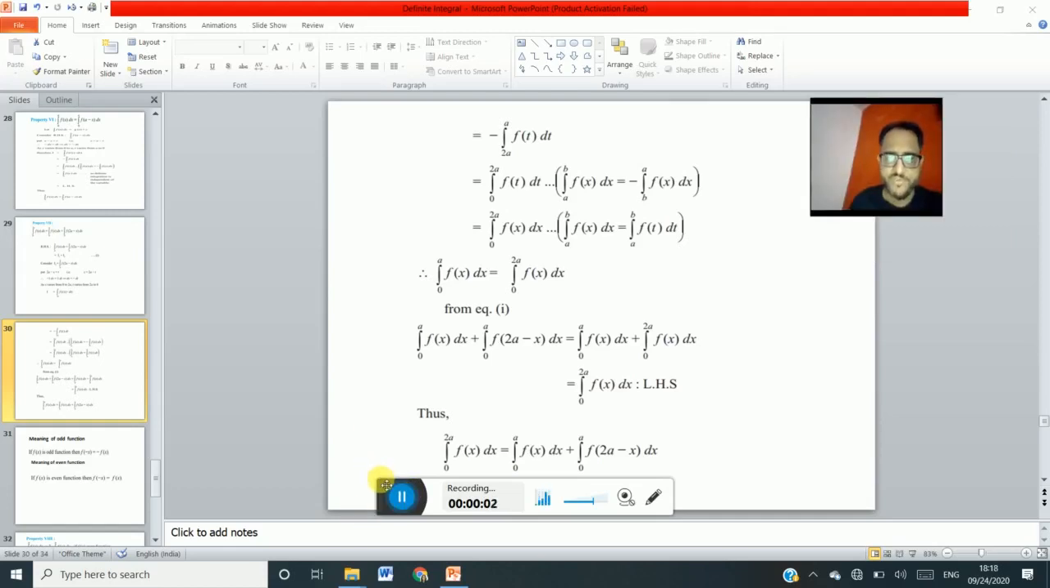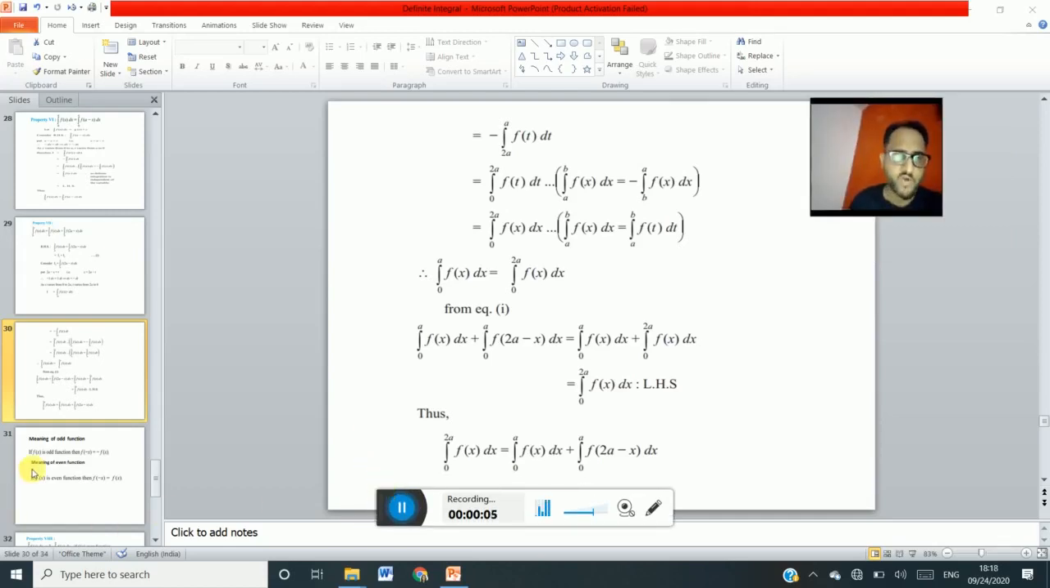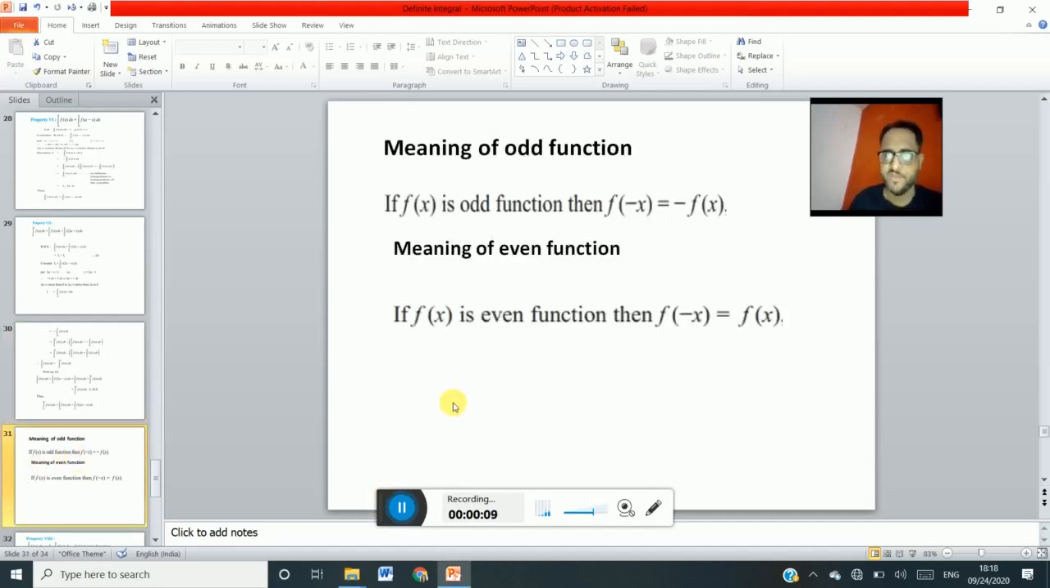Before we start that last property, we have to know the meaning of an even function and the meaning of an odd function. So first of all, we understand that. What is the meaning of an odd function? If f of x is an odd function, then f of minus x equals minus f of x, right? If any function has f of minus x equal to minus f of x, then that function is odd. On the other hand, if f of minus x equals f of x, that function is even, right?